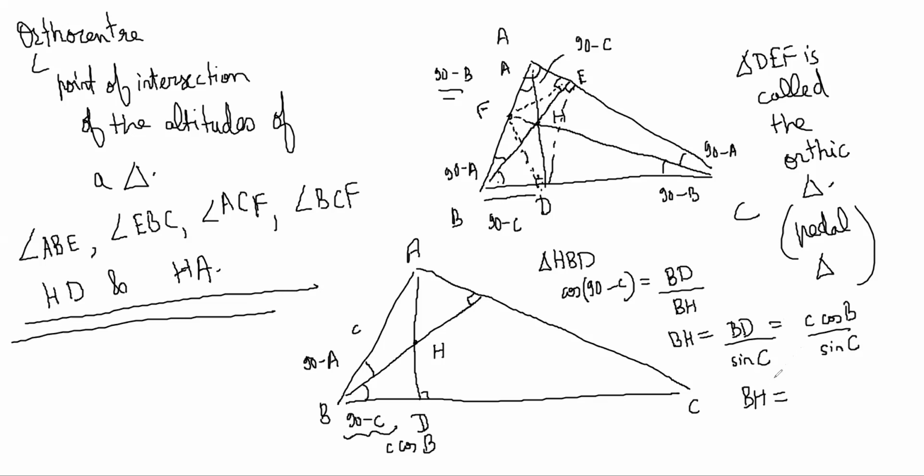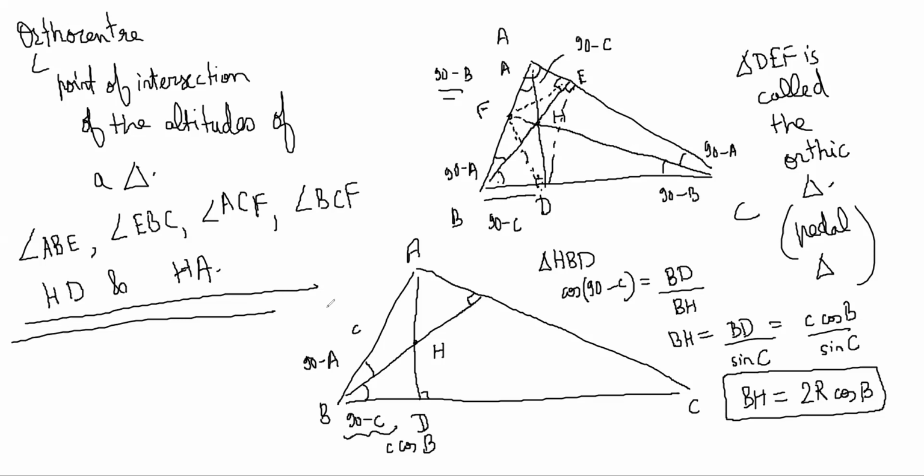So BH has come as c by sin C, which is 2R, because by sine rule, a by sin A is equal to 2R, right? So 2R cos B is coming as BH. So BH we have gotten, BD we have gotten.